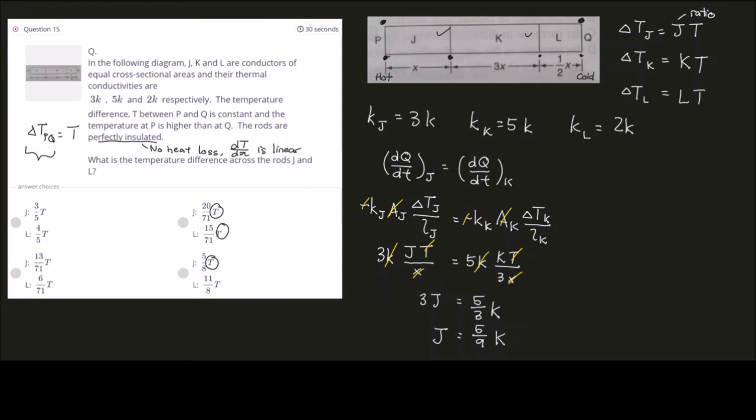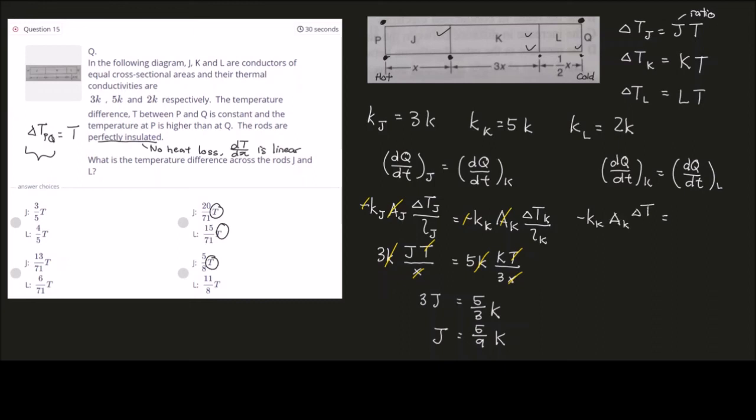So now let's do it for K and L. So how do we do it for K and L? We do the same thing as well. dQ/dt for rod K equals dQ/dt for rod L. Then this will be equal to negative Kk Ak.